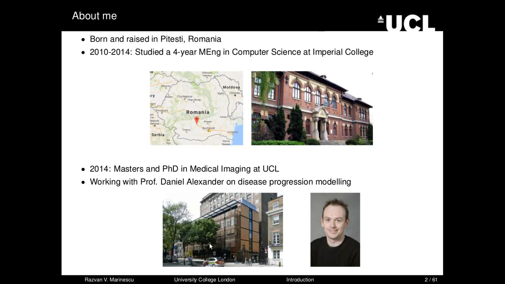And this is the building where I currently work. It's a very nice picture on a very sunny day in London, and it might seem unbelievable, but we do have a lot of sunny days in London, contrary to what some people might think.